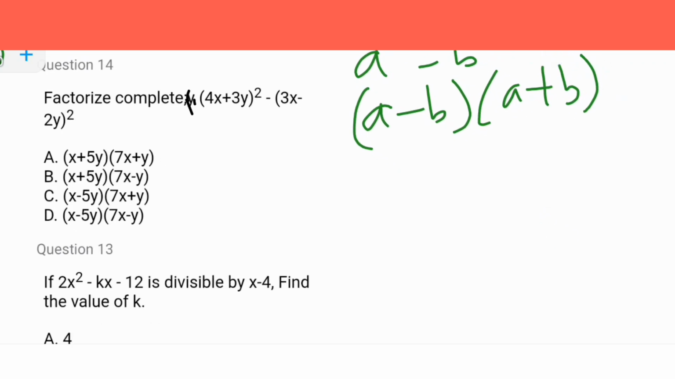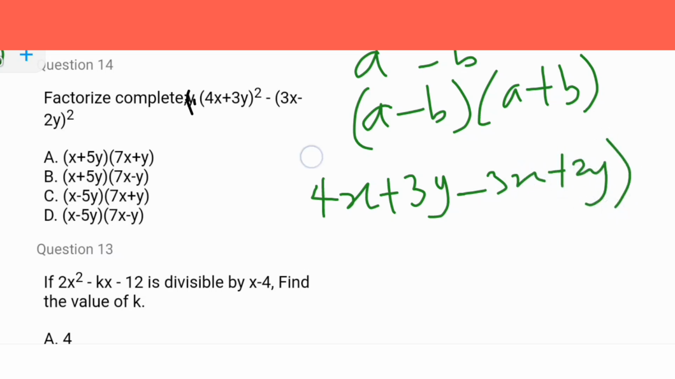So we'll pick the first one, which is 4x plus 3y. So 4x plus 3y. Then we minus it from the second one. The second one is 3x minus 2y. But be careful because you are subtracting now. So that will give you minus 3x plus 2y. So cover that in the bracket.